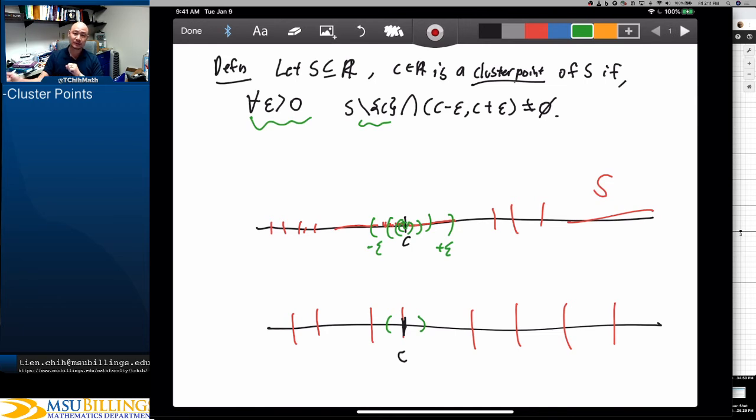And remember that if we look at this definition, C doesn't have to be an element of S to be a cluster point of S. It just has to be an element of R. So, like, I could have chosen C maybe to be over here. But if I do that, I run into the same issue, don't I? If I go over there and I bring in a little epsilon ball, there's no elements of S in there either.